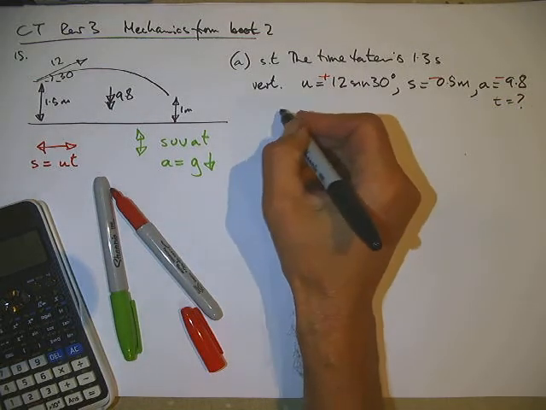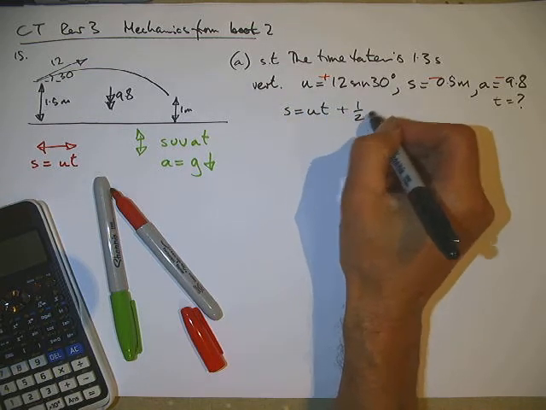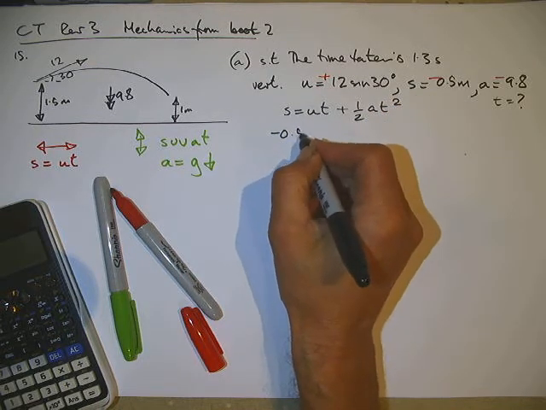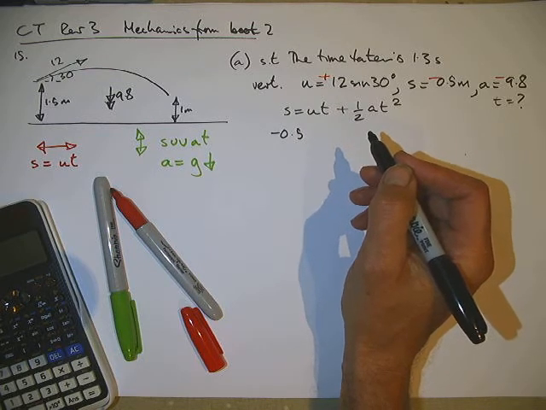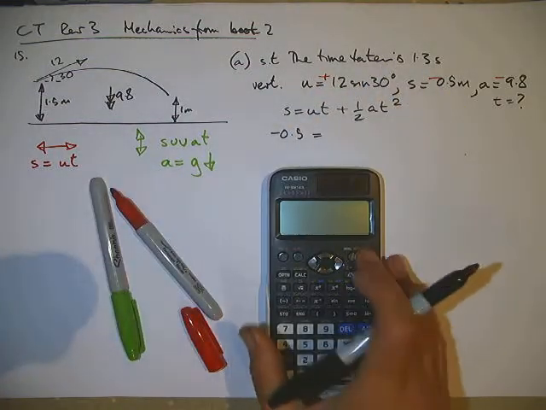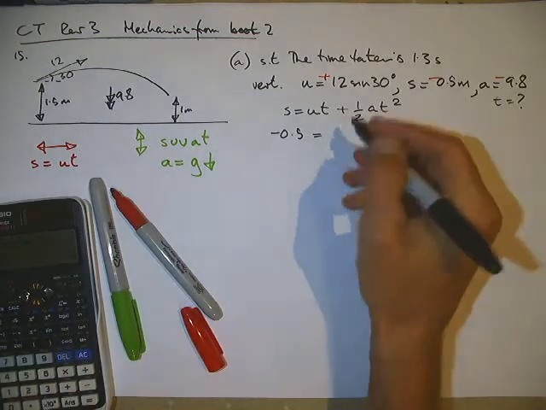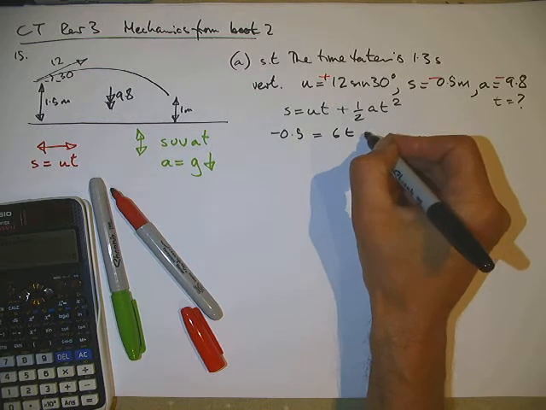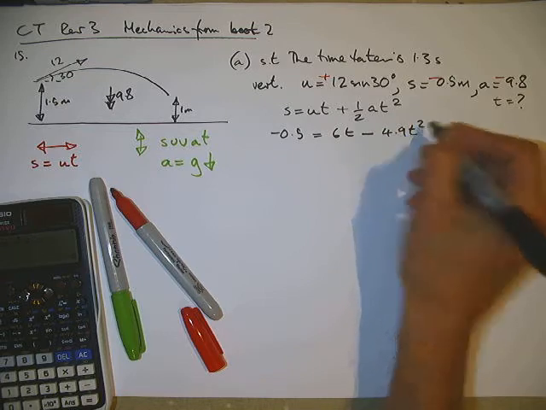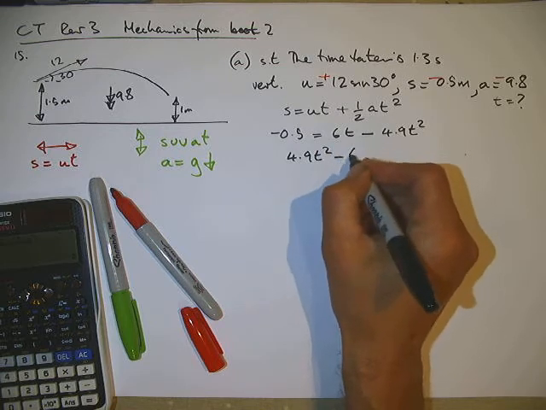You go to your formula sheet and you find that the formula that links them is S equals UT plus ½ AT squared. So we've got minus 0.5 is 12 sine 30. Convinced it's 6, but my mind's going blank. 6. So 6t take, that one's negative, 4.9t squared, which is a quadratic.